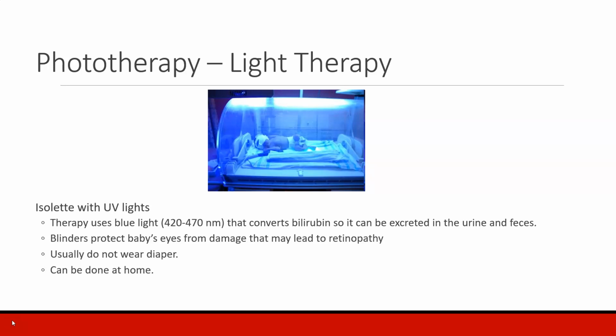Phototherapy or light therapy is used to treat infants whose bilirubin is elevated. And there's 2 different ways to do it. In the isolette, and this is my son, had to be, because we didn't have additional technologies, he was in an isolette with the UV lights. And it uses blue light, 420 to 470 nanometers, that converts the bilirubin so it can be excreted in the urine and feces. You have to put blinders to protect the baby's eyes from damage that may lead to retinopathy.